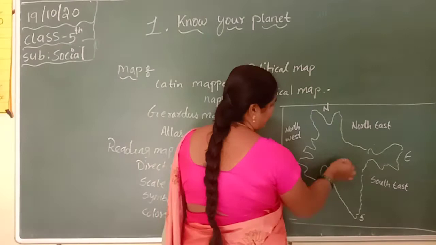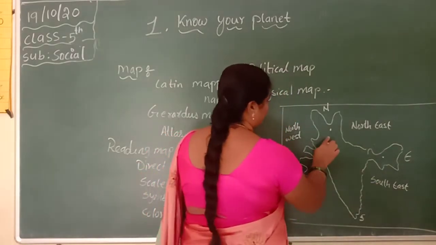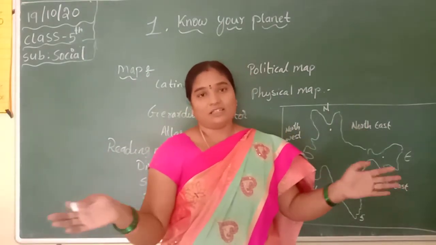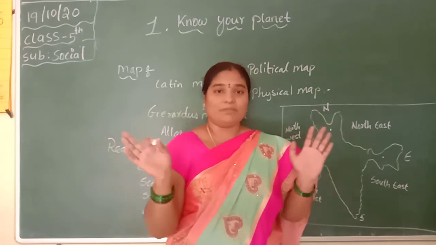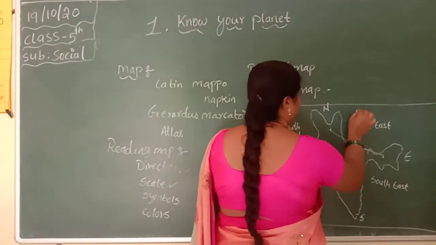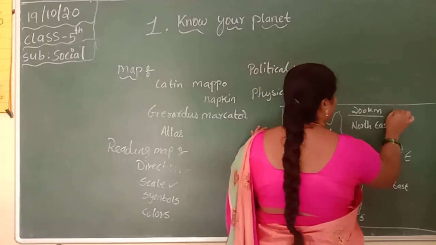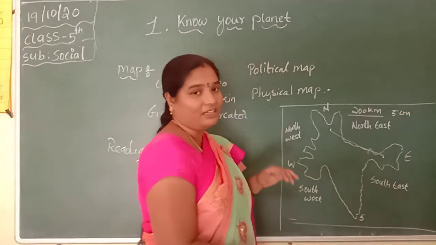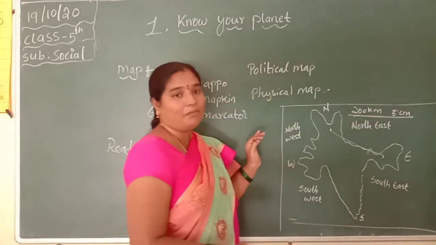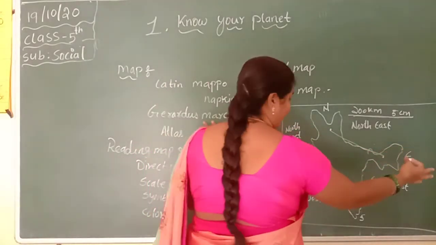Next one, scale. How can you know about the scale? What is the distance between Jammu and Assam? How can we know about the distance? The map is very small, so I cannot show the long distance directly. So it is divided into centimeters. A long distance can be divided into centimeters to show on the map. 200 kilometers can be written in the form of 5 centimeters. The scale will be given on the map. By this we can read a map by knowing the distance and the directions.